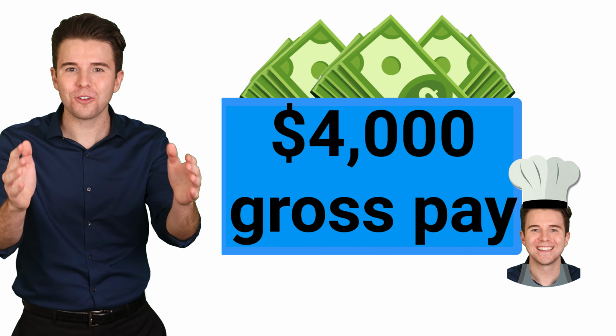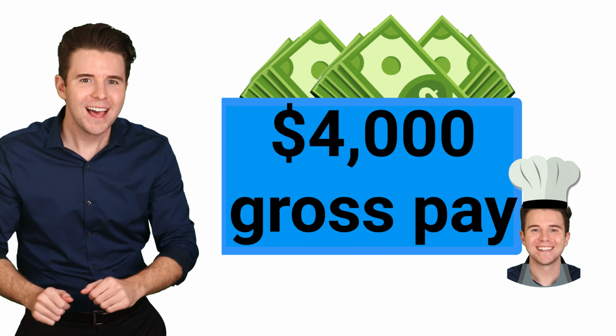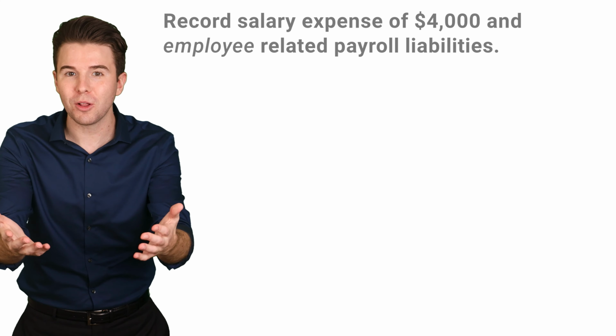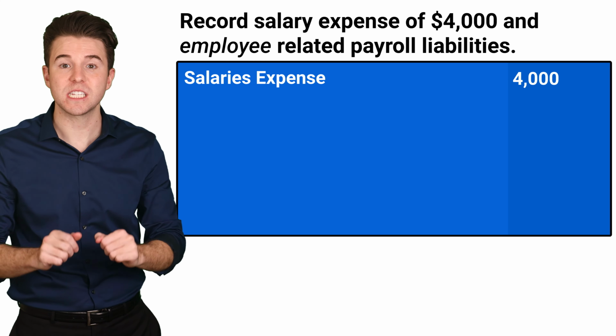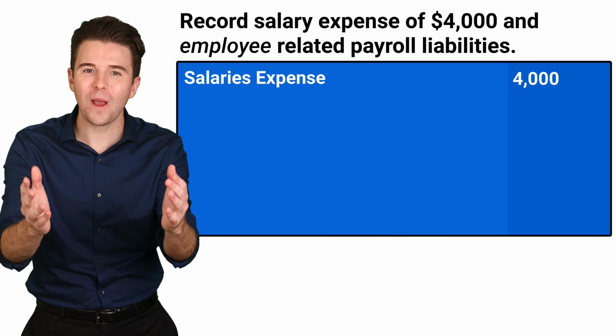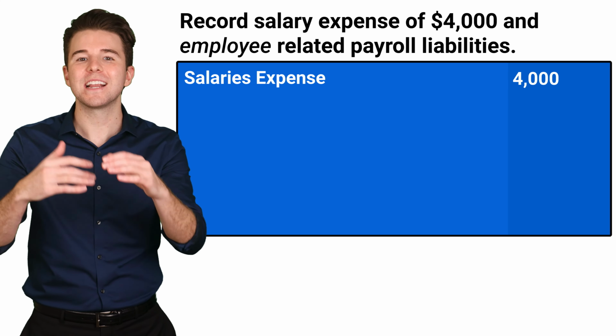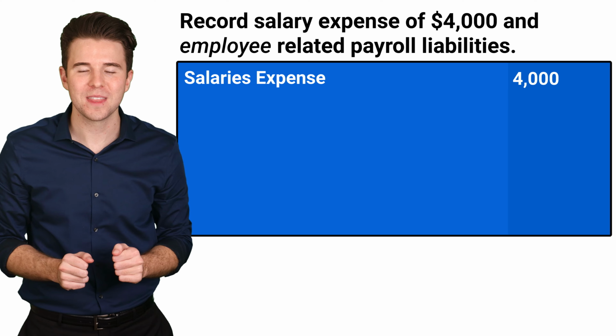Now, from the accounting perspective of the dining hall or the employer, they need to record these employee payroll deductions and net pay in their accounting system. So using our example of a $4,000 monthly salary, let's run through the entry for the employer. First, the employer would debit salaries expense of $4,000 to recognize the gross pay and cost of the employee.